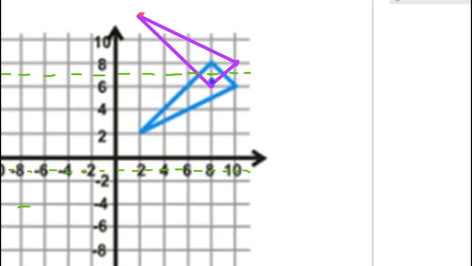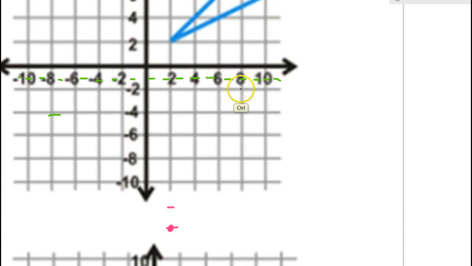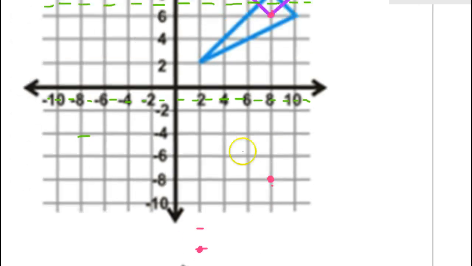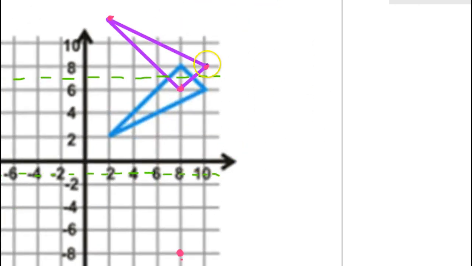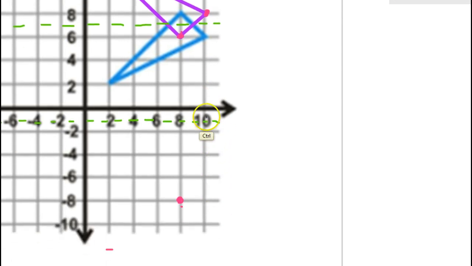All right, how about this point right here? This point is 3.5 squares above the line. So I'm going to have to go 3.5 squares below the line. Well, there's your half, and then there's 1, 2, 3. So that point's going to be right there. And then what about this point? That point is 4.5 squares above the line. So I'm going to have to go 4.5 squares below the line. So there's my half, and there's 1, 2, 3, 4. So that point is going to be right there.